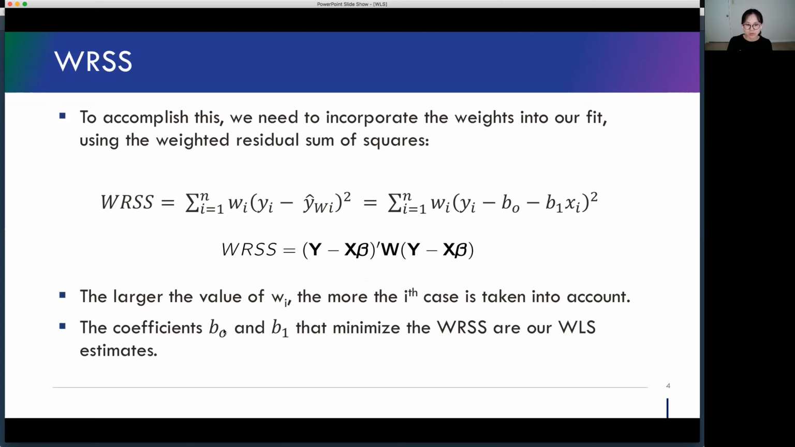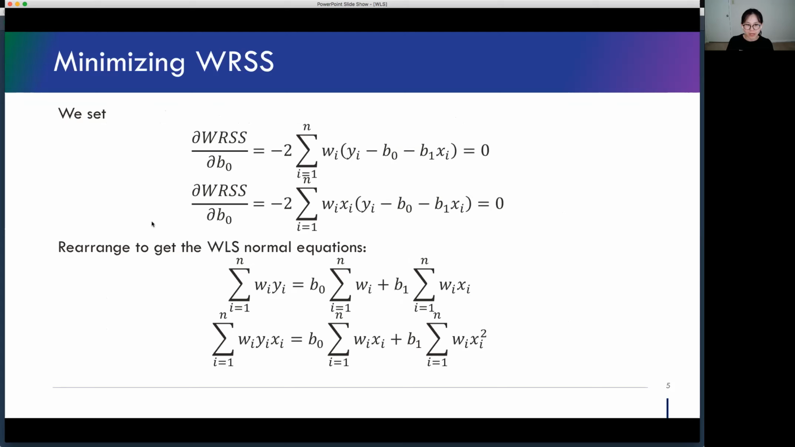And now we can try to find our beta 0 hat and beta 1 hat that minimize this weighted residual sum of squares. So that's our weighted least squares estimate. Let's look at how we do the calculation. It's very similar to before. We set the derivative with respect to beta 0 and beta 1. Sorry, I should put beta 1.